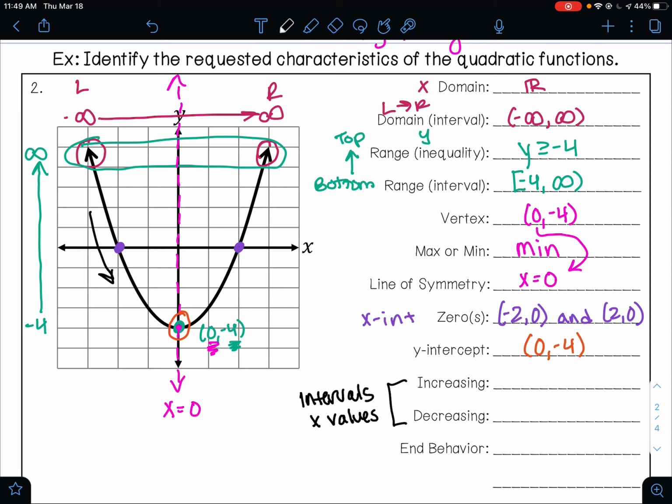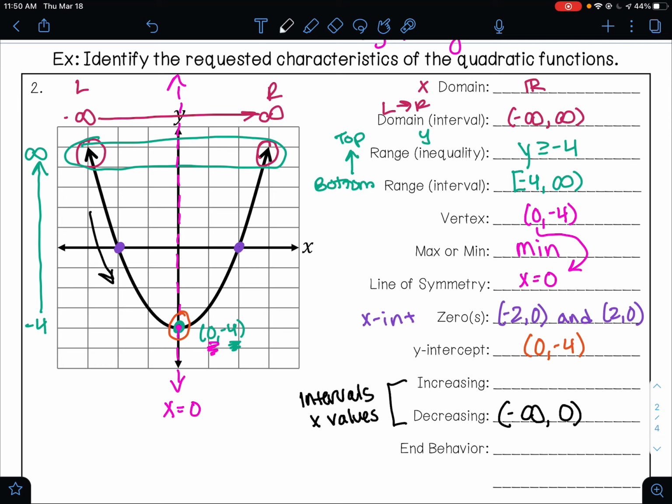So because I'm decreasing, now I want to figure out for what x values is this part of the parabola decreasing. Well, I'm starting at negative infinity for my x values, and I keep going until I get to my vertex, which is where x is 0. So I'm decreasing from negative infinity to 0. And so that's what I'm going to write for decreasing. Negative infinity to 0.